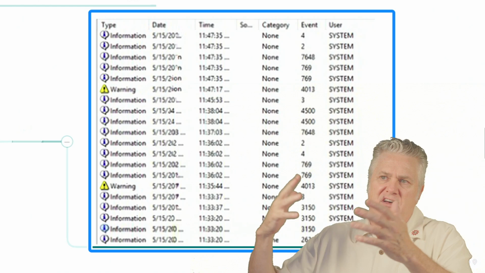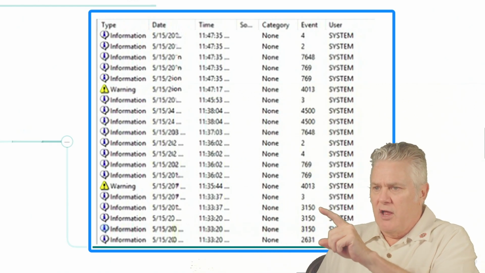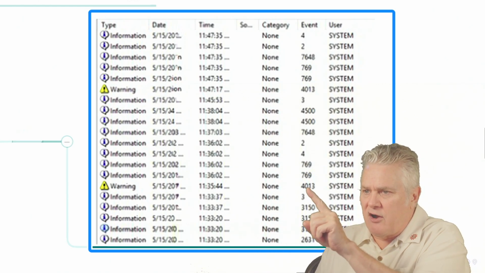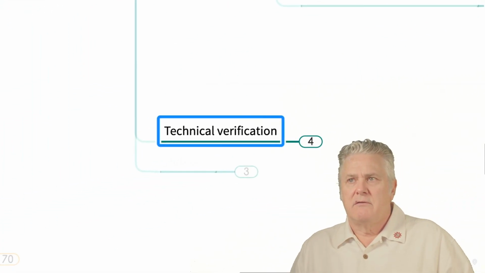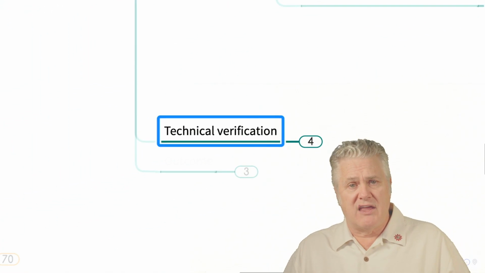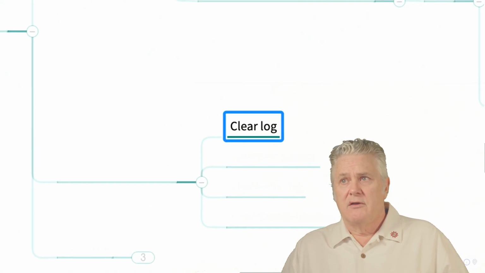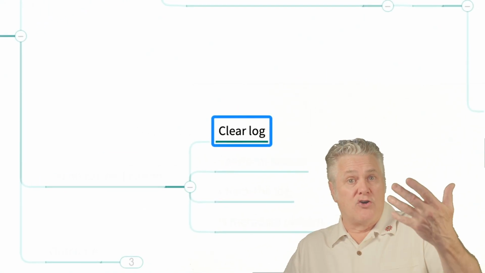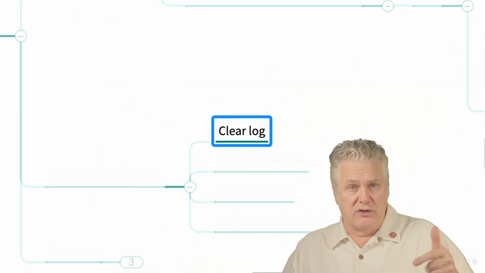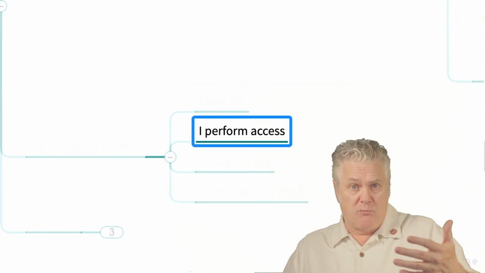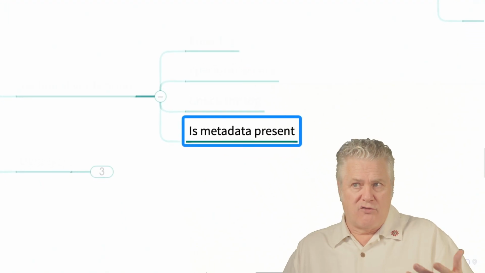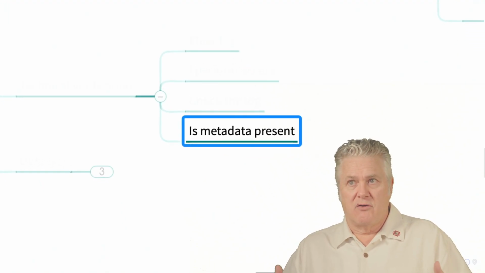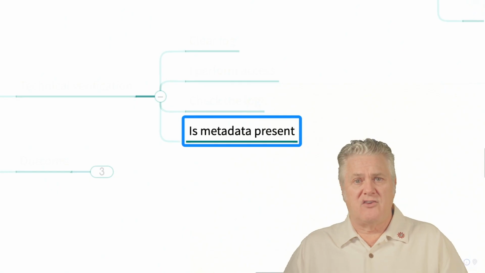This is in an old event viewer out here. And you can go, okay, well, that's the place right there, that's where the user logged in and we see them logging in. Okay, there needs to be a technical verification of this in a lot of cases. So what I would do if I was the auditor of your organization, I would clear the log, I'd perform the access, I'd check the log and look for the metadata if it's present. Okay, so now that's the technical verification of this.